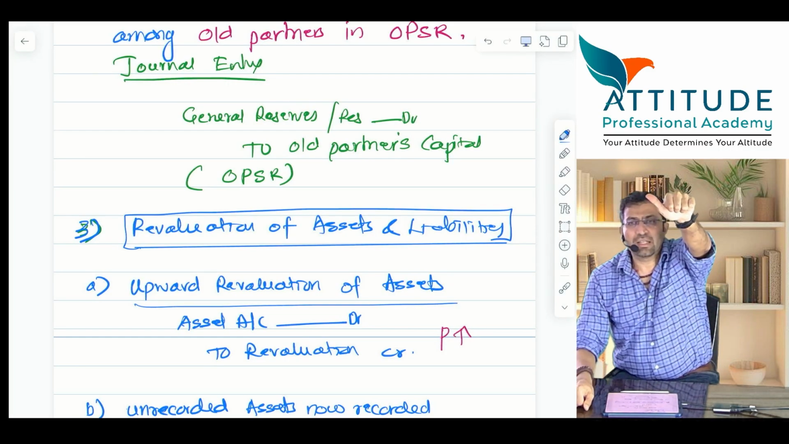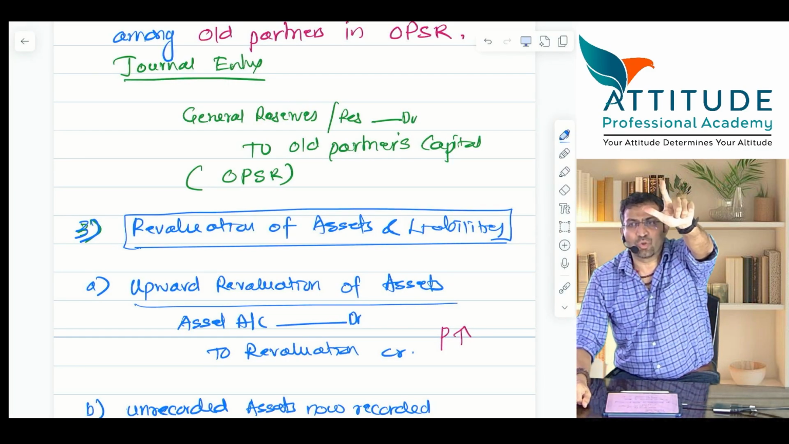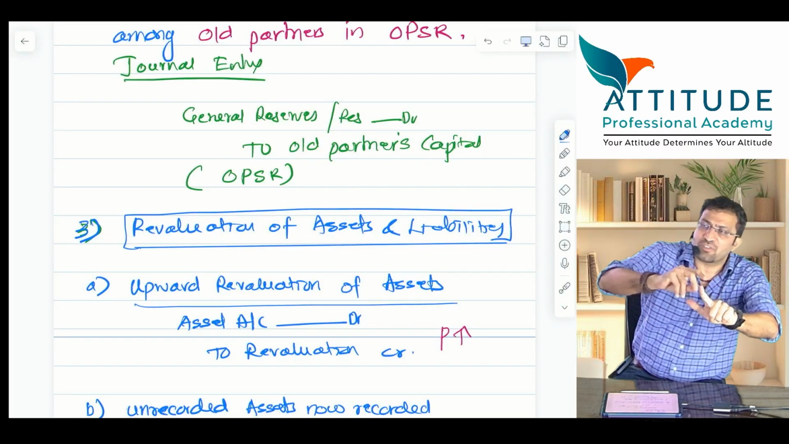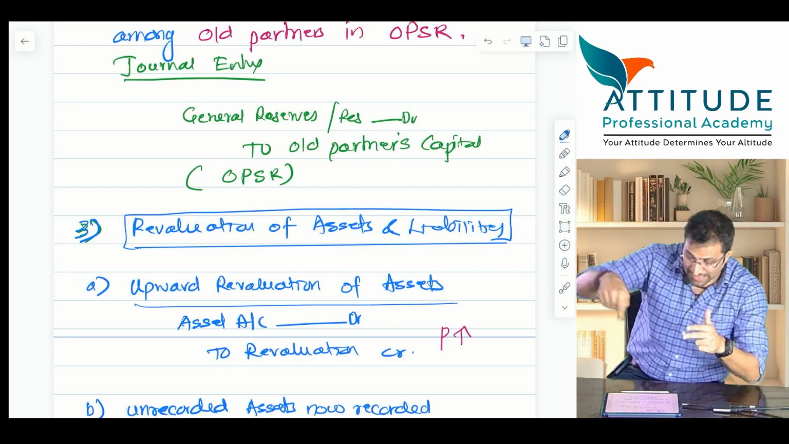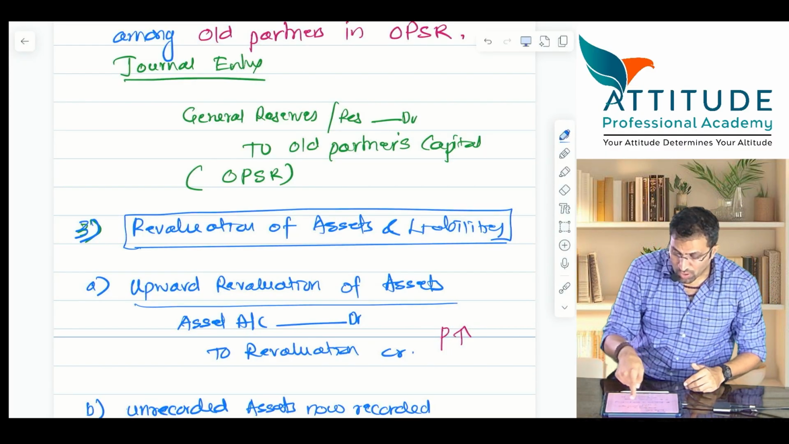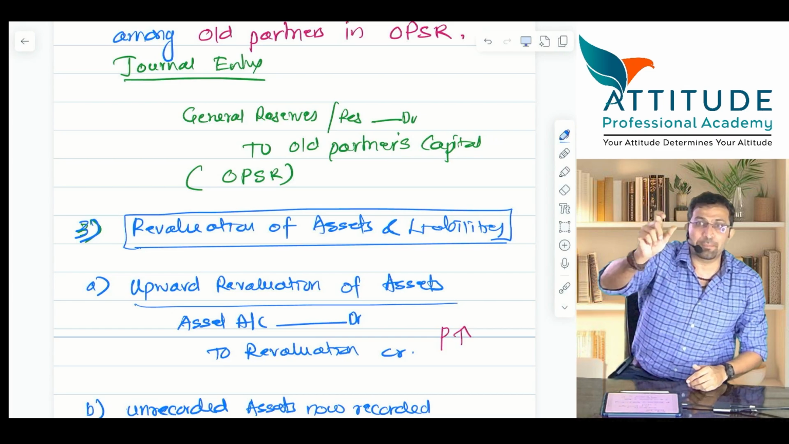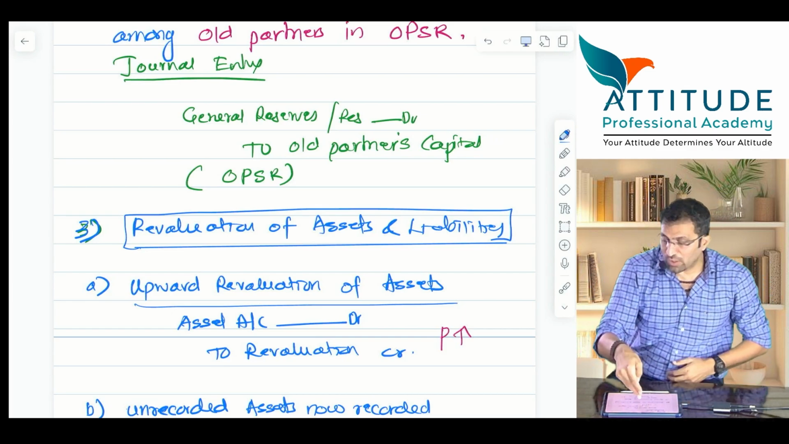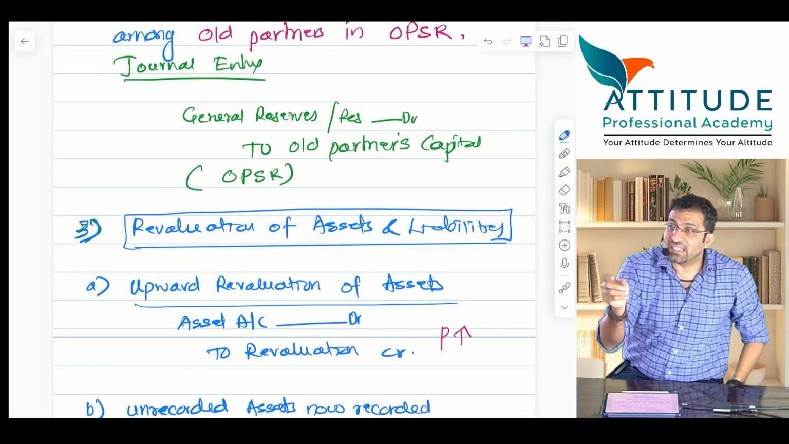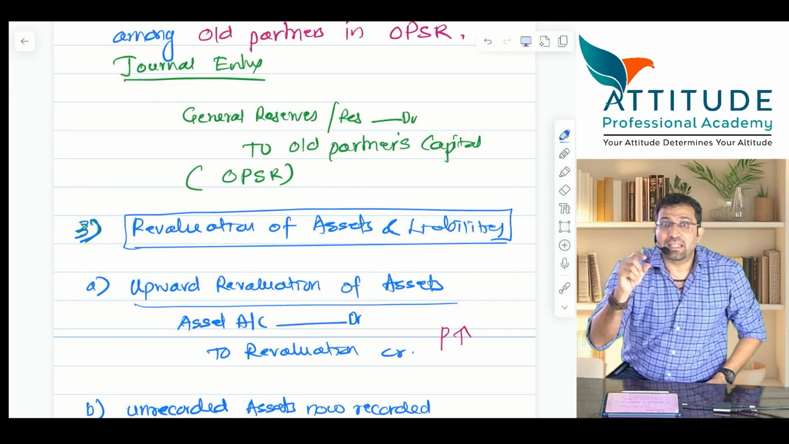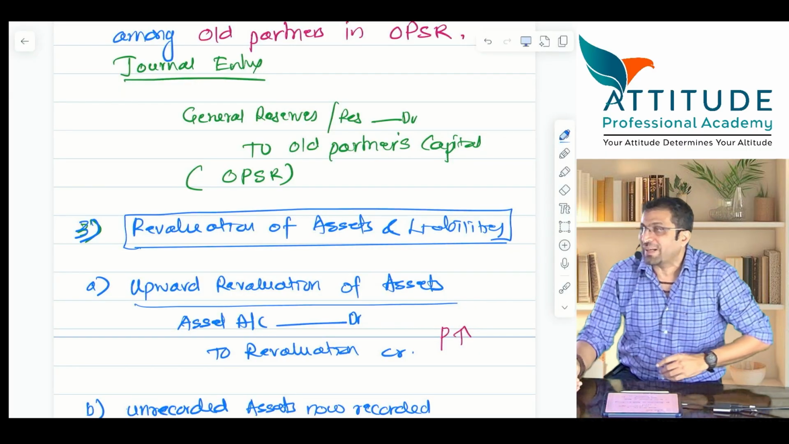One, rectification of errors, if any. Two, any general reserve or reserves to be transferred to old partners, and if there is a loss, the entry will be reversed: old partners capital account debit to P&L. Once the P&L comes, it shows a balance. So it is not only general reserve. Sometimes in the balance sheet they'll give P&L instead of general reserve. Means that P&L which has not yet gone to capital account.